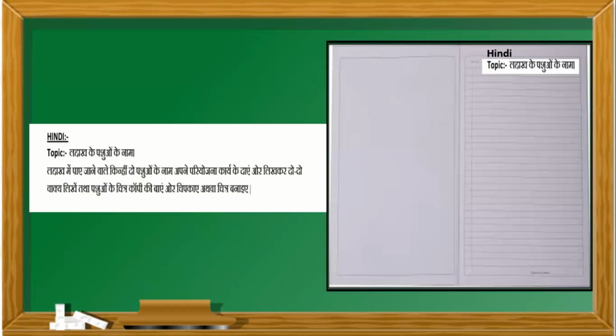For the subject Hindi also, you have to write Hindi on the top of the ruled page. Then you will write topic. After that, you will have to write the names of 2 animals of Ladakh. And then you will write 2 sentences about these animals on the ruled page. And on the white page, you will paste the pictures of those animals.